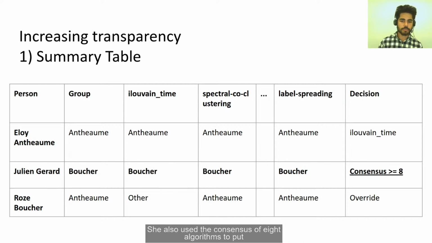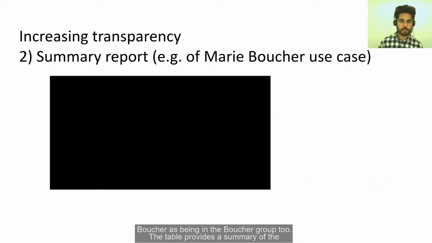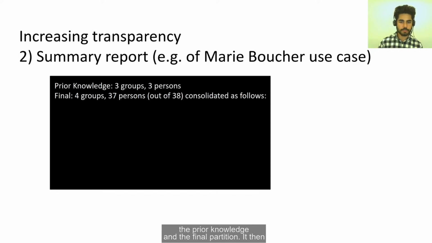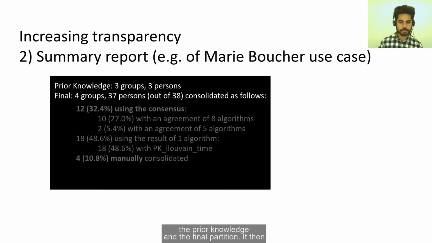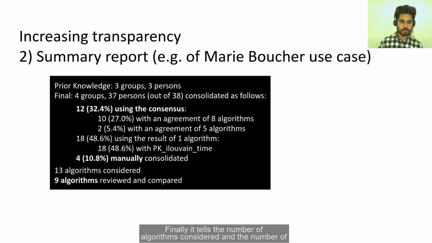She also used the consensus of 8 algorithms to put Julien Girard in the Boucher group. Finally, she manually labeled Rose Boucher as being in the Boucher group too. The table provides a summary of the provenance of the results. It reports the size and distribution of the prior knowledge and the final partition. It then indicates statistics on how the nodes have been consolidated. Finally, it tells the number of algorithms considered and the number of algorithms selected by the user in the validation process. The summary table and the summary reports give a transparent result that the social scientist can use in her publication.